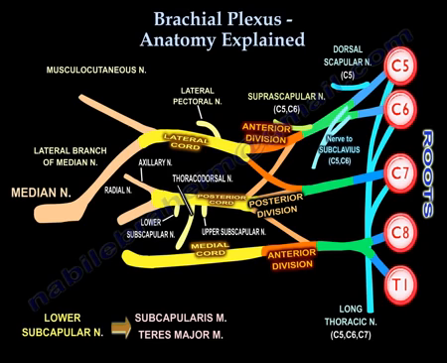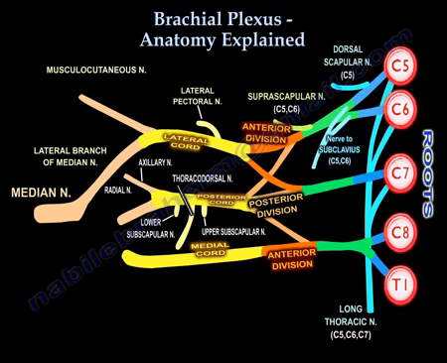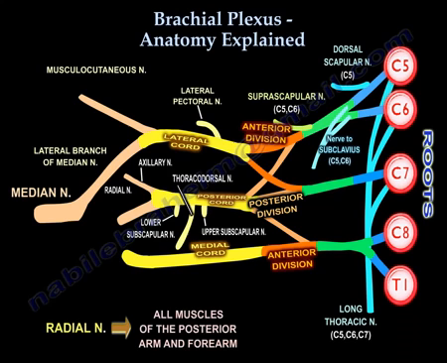It's interesting that the thoracodorsal nerve to the latissimus dorsi is squeezed between the upper and the lower subscapular nerves, when all of them arise from the posterior cord. The posterior cord ends with the axillary nerve, which supplies the teres minor and the deltoid, and also it gives the radial nerve, which supplies all muscles of the posterior arm and forearm.